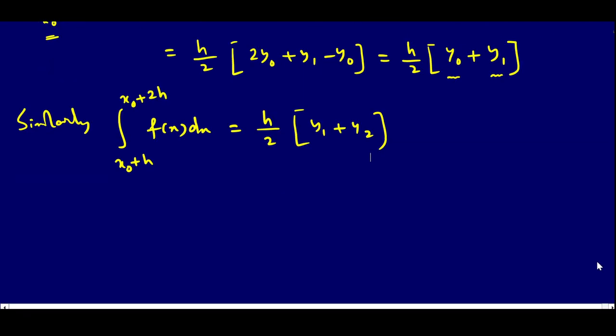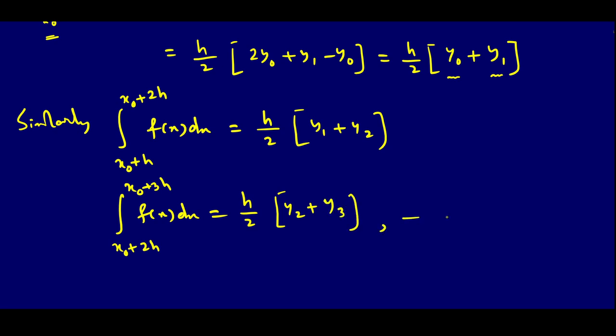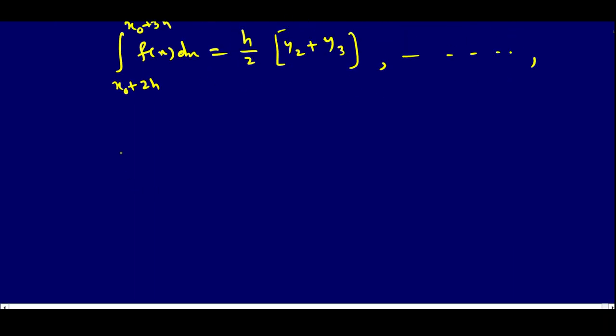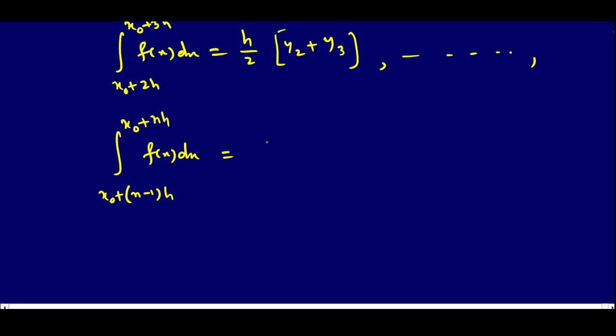In the same way, our next term will be the integral from x0 plus h to x0 plus 2h of f(x) dx. This will be h by 2 times (y1 plus y2). Now the next one will be h by 2 times (y2 plus y3). In the same way, we'll write the other integrals. Finally, for the last subinterval, the integral from x0 plus (n minus 1)h to x0 plus nh of f(x) dx, this one will be h by 2 times (y(n minus 1) plus yn).